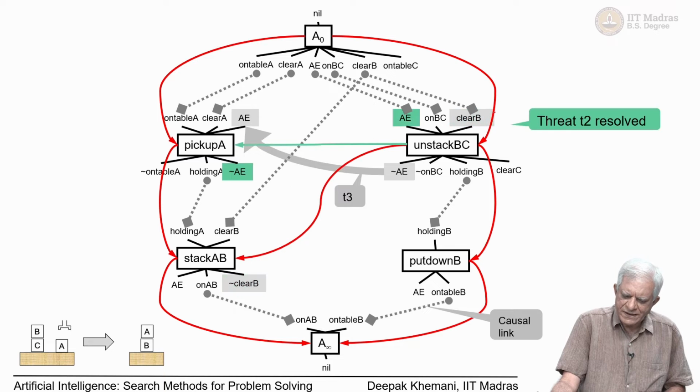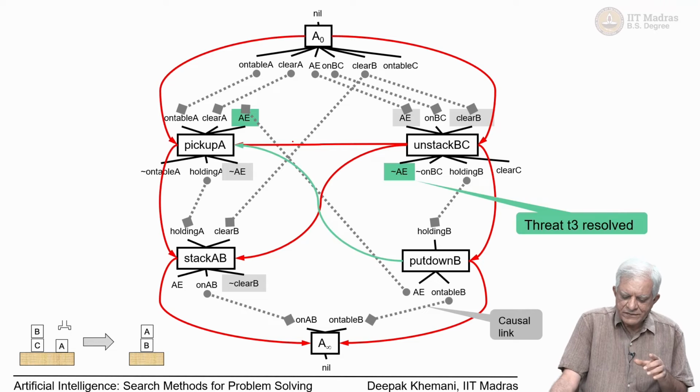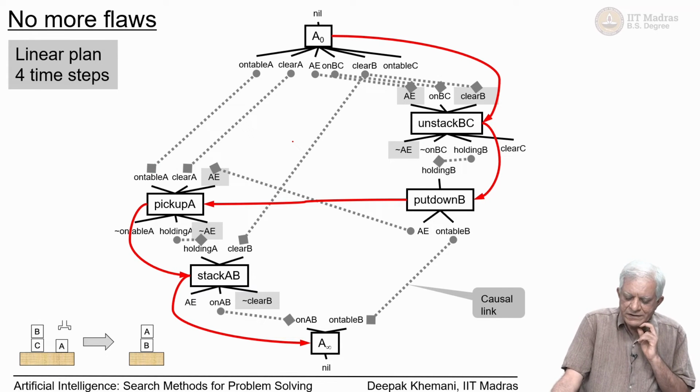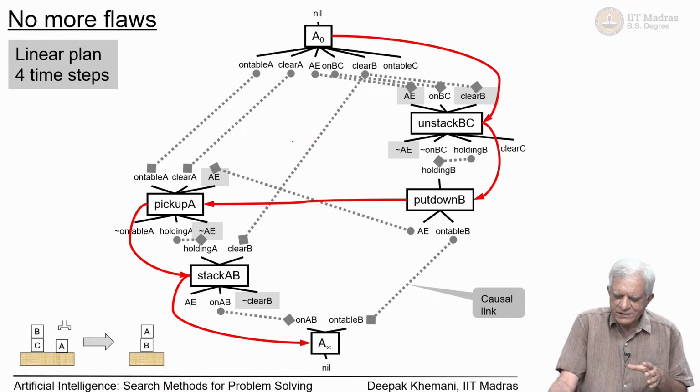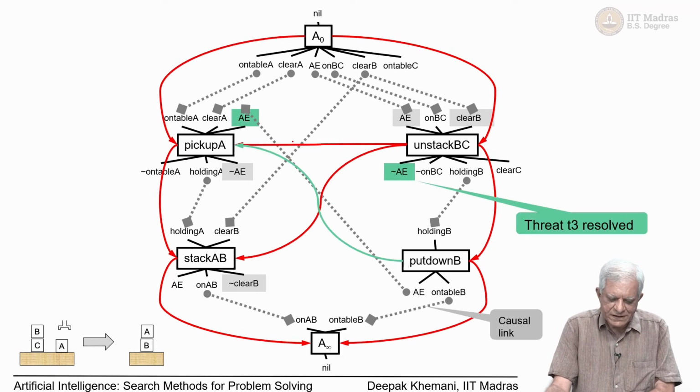What about the other two? In a similar fashion, we can add two ordering links. We are saying that unstack BC must happen before pickup A, and we are saying that put down B must happen before pickup A. So, if you look at this whole thing, now it has become a linear order. There are 4 actions, and some of the transitive links I have not drawn here, because we said that if we draw an action above this thing.